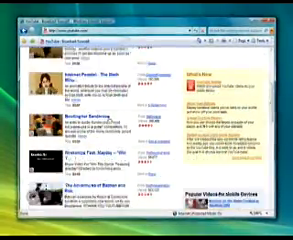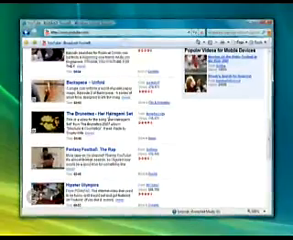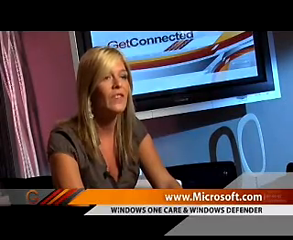Windows Live OneCare and Windows Defender are designed to help keep you working efficiently and safely. In fact, most of the time, you won't even know your system is being protected, which is certainly better than not knowing your system is being compromised.